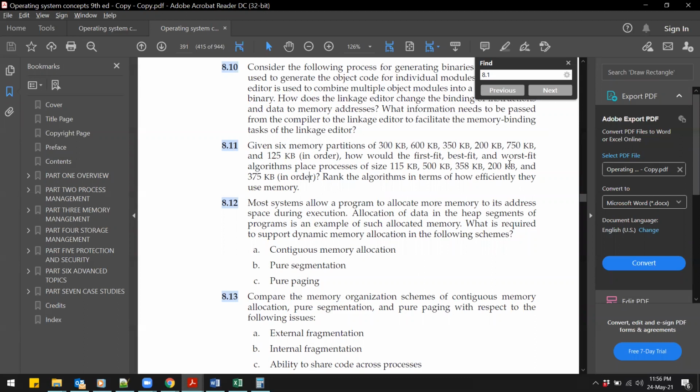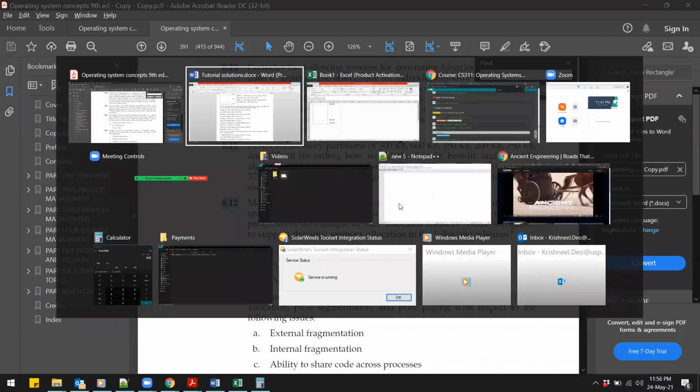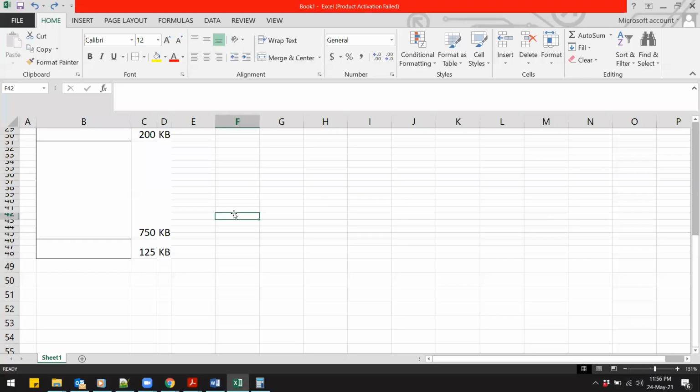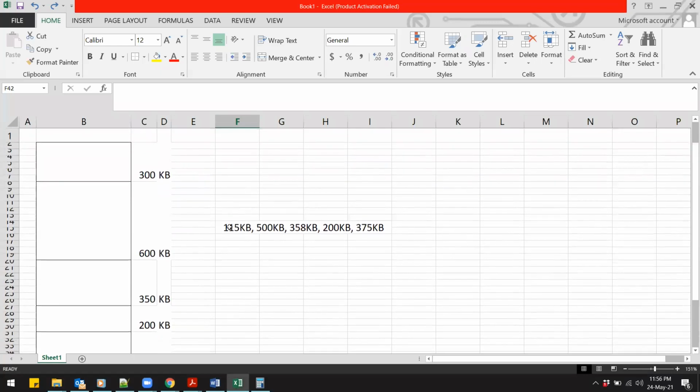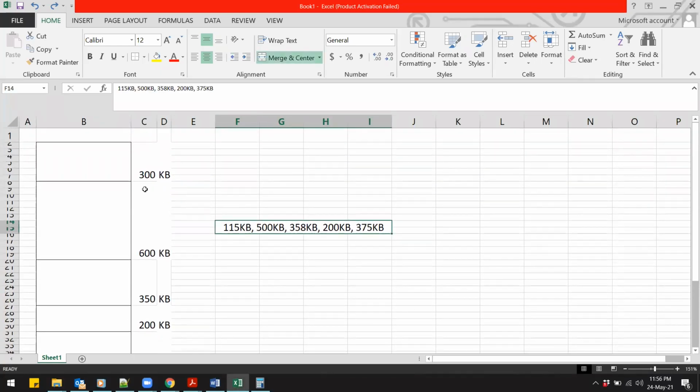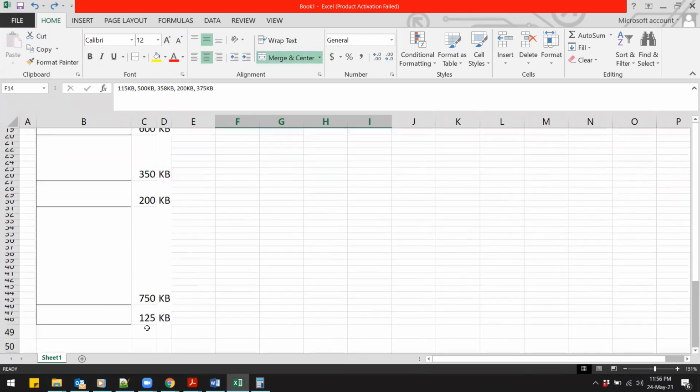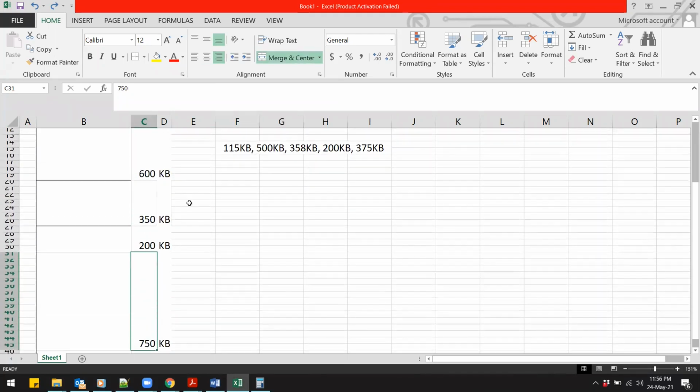Then the next one is worst fit. Worst fit is the opposite of best fit. In worst fit, what we'll do is take the process and put it in the largest available memory. So we start with 115. 115 will go in the largest one. The largest one out of these is 750. So 115 will go in this particular segment.